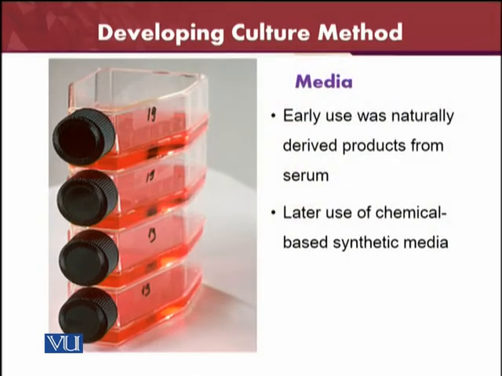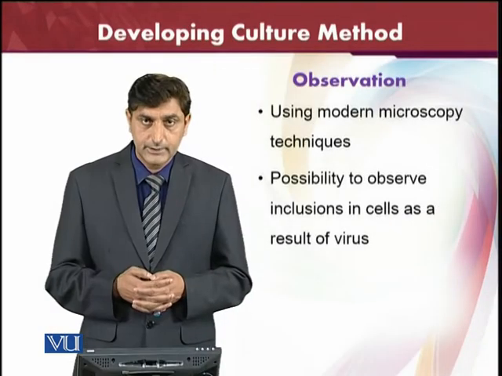Early use was naturally derived product from the serum. The media used for culturing the viruses was a naturally derived product from the serum of the blood of human beings or animals. Later, chemical based synthetic media was ready to use. So the first time when cell lines or culturing started, we used the serum, and then different kinds of chemically derived, synthetic media could be used, just like LB or other things.